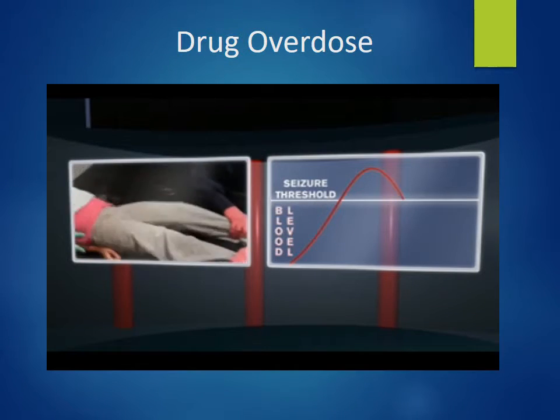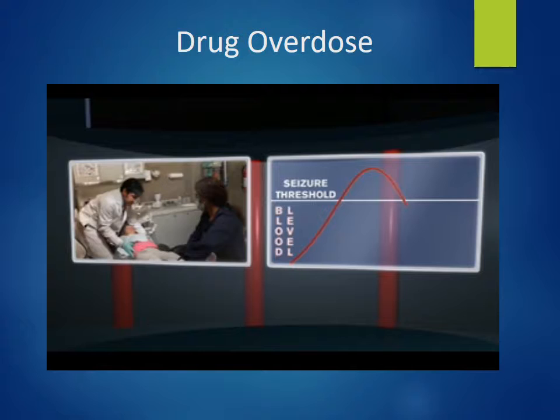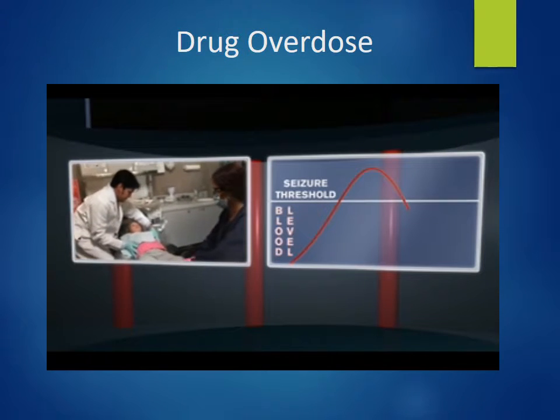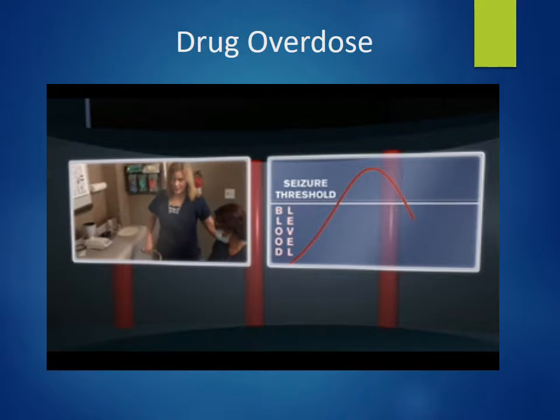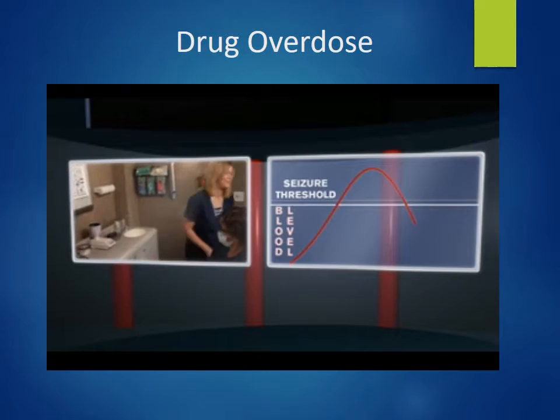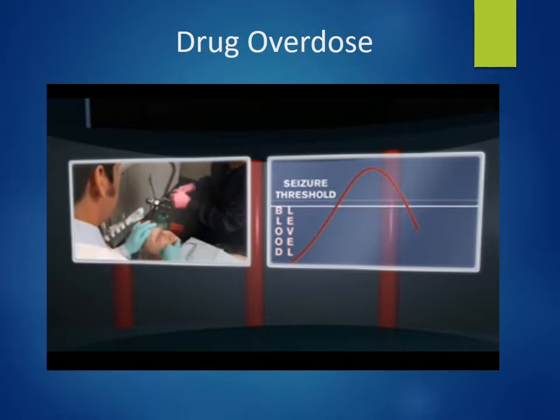Maintenance of a patent airway and oxygenation of the patient in the post-seizure period is of paramount importance in preventing a recurrence of the seizure and in providing a successful outcome to the situation.